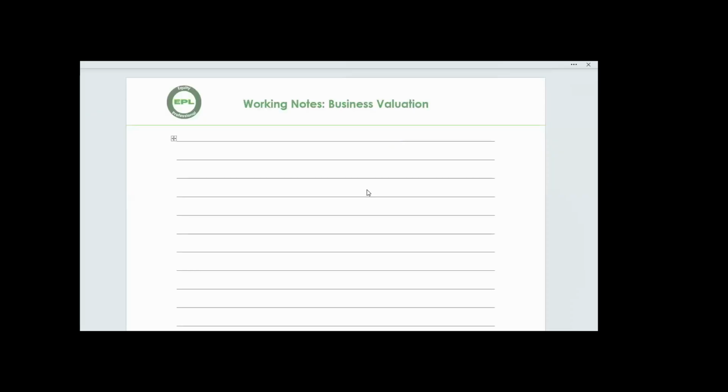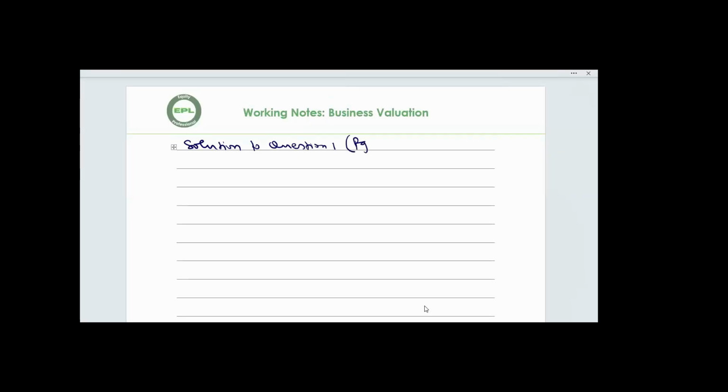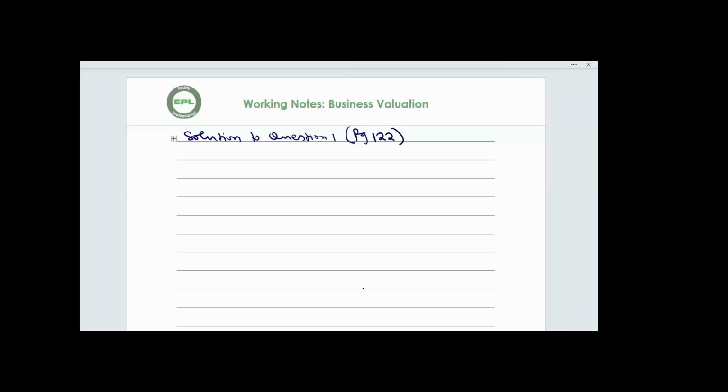Okay, this is solution to question number 1. That's page what? I think that's page 122. Thank you. Page 122. Okay, so number A requirement, of course, this is for Michelin.